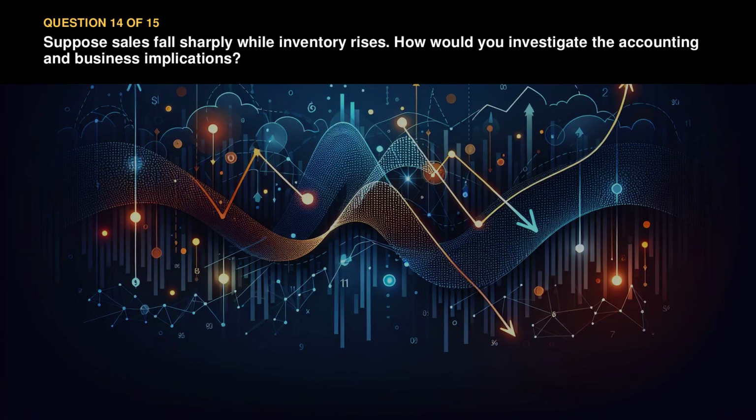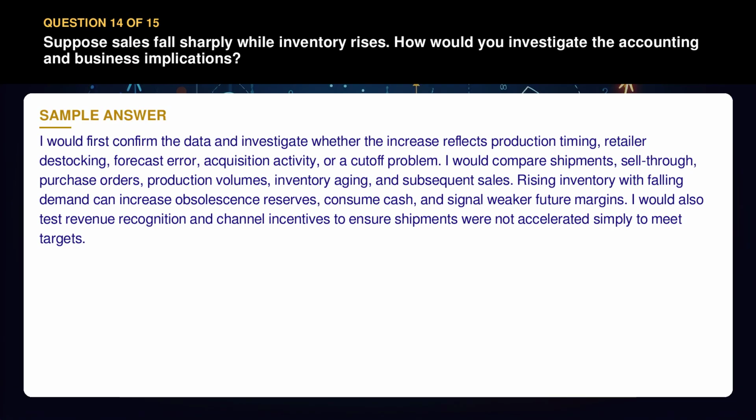Question 14. Suppose sales fall sharply while inventory rises. How would you investigate the accounting and business implications? I would first confirm the data and investigate whether the increase reflects production timing, retailer destocking, forecast error, acquisition activity, or a cutoff problem. I would compare shipments, sell-through, purchase orders, production volumes, inventory aging, and subsequent sales. Rising inventory with falling demand can increase obsolescence reserves, consume cash, and signal weaker future margins. I would also test revenue recognition and channel incentives to ensure shipments were not accelerated simply to meet targets.